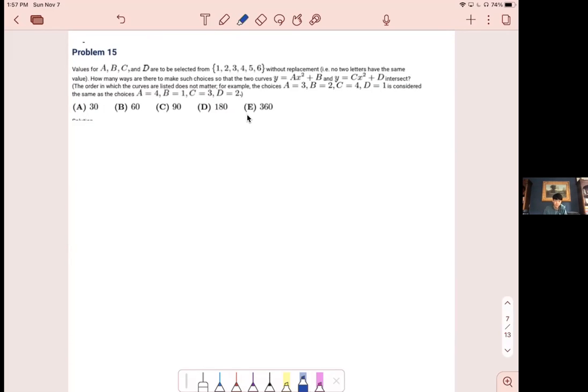Problem 15. Values for A, B, C, and D are to be selected from 1, 2, 3, 4, 5, 6 without replacement, i.e. no two letters have the same value. How many ways are there to make such choices so that the curves y equals ax squared plus b and y equals cx squared plus d intersect? The order in which the curves are listed does not matter. For example, the choice a equals 3, b equals 2, c equals 4, d equals 1 is considered the same as the choice a equals 4, b equals 1, c equals 3, d equals 2.